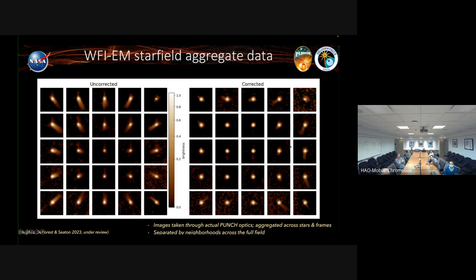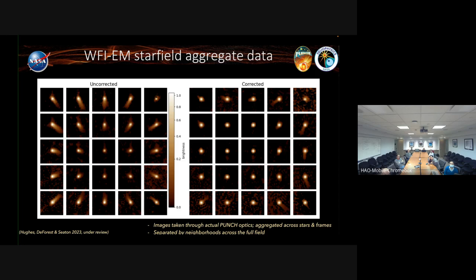This is our first cut at correcting. We try to detect what the PSF is on the left and correct it on the right. You can see we had some issues. There's still some residual noise, particularly in the edges of the field where there weren't as many stars as near the center, and that left some residual tails here. But by and large, we were able to correct despite the noise issues.